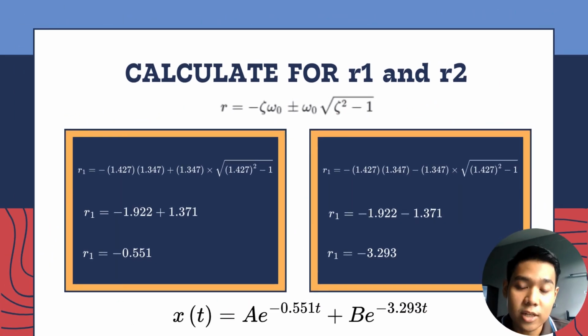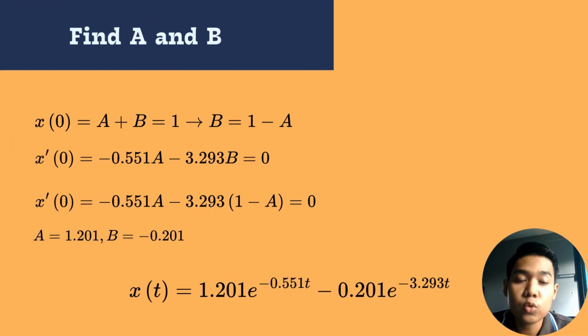Then we will use the quadratic formula to find our r1 and r2. We will substitute all the constant values into the equation, and then we will calculate to get r1 and r2. So to find our A and B values, we will use two equations, which are x when t is equal to 0 and x prime when t is equal to 0. After that, by using the substitution method, we will get the A and B values. Then we will enter the A and B values into our main equation.